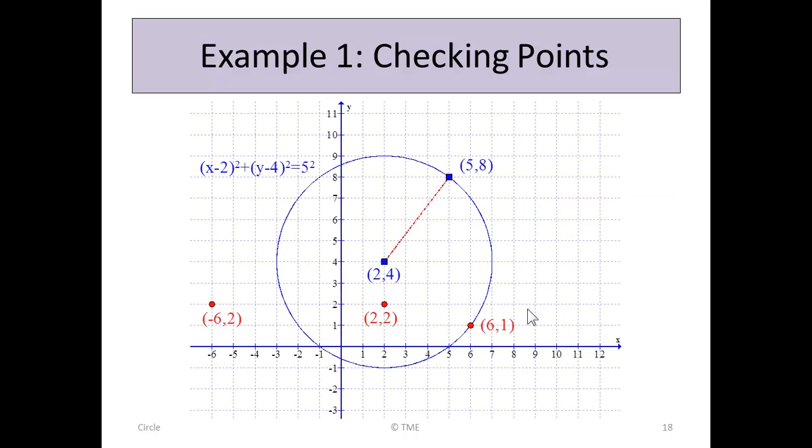So if we take the time to draw the circle, we would see that (2, 4) there, we draw the radius of 5. And if we were asked in the exam to draw it, we would see that (2, 2), the point, is inside the circle. (-6, 2) is outside the circle. And (6, 1) is on the circle. So a radius of 5. This is just a distance of 2. And this is greater than 5, about 8.24. So it's outside the circle.